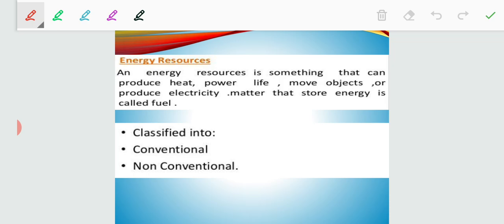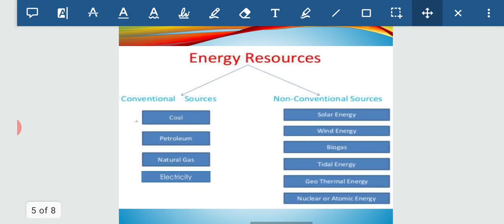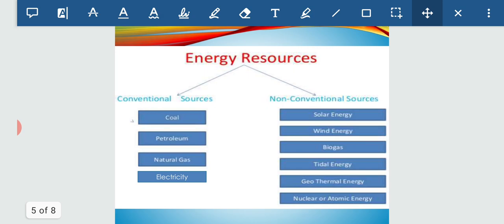So, energy resources are classified into two categories. Now, these two categories are there on the basis of its nature, on the basis of its characteristics. So, on the basis of the characteristics of energy resource, we are having two categories. One is conventional energy resource, another one is non-conventional energy resource. Now, quickly we will see what are the resources that come under the conventional energy and what are the resources that come under the non-conventional energy.